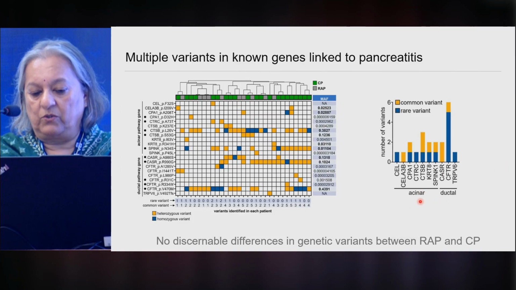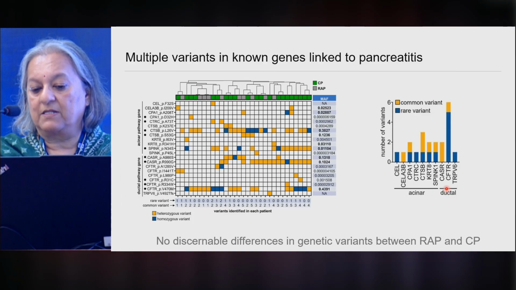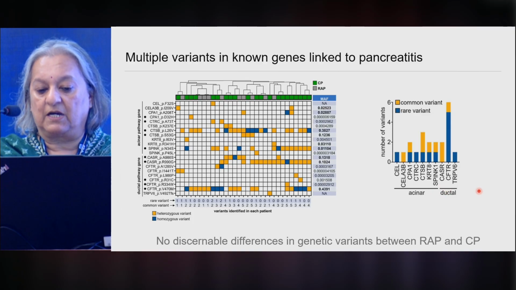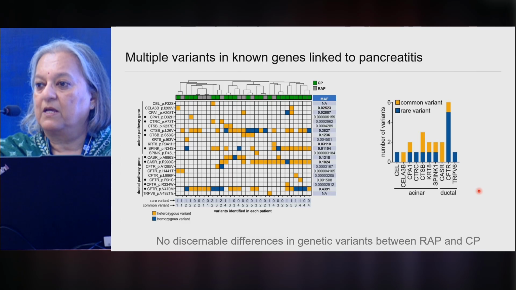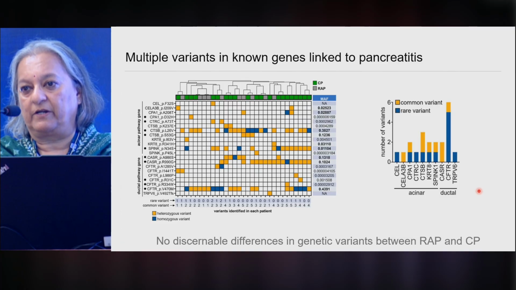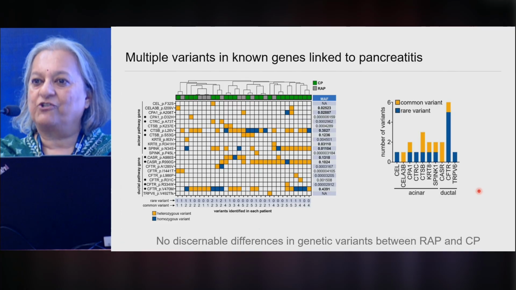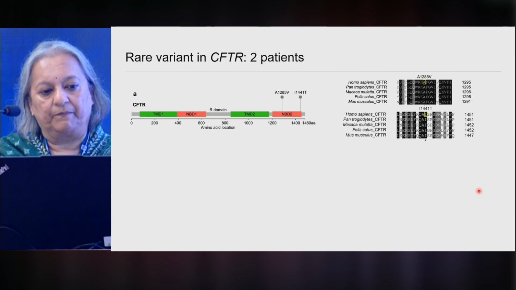This is a distribution of common and rare variants that we identified in this panel. Another thing I'd like to note here is that some of these genes are expressed in acinar cells and some of these genes are expressed in ductal cells. Another important factor that we noted was that there were no discernible genetic differences seen between recurring acute pancreatitis and chronic pancreatitis. So it seems to be a spectrum of the disease rather than two separate disease types.